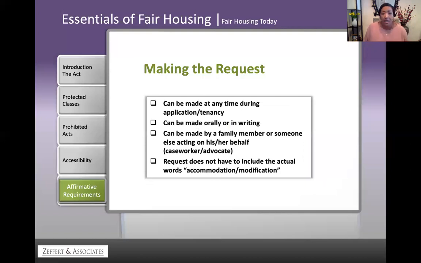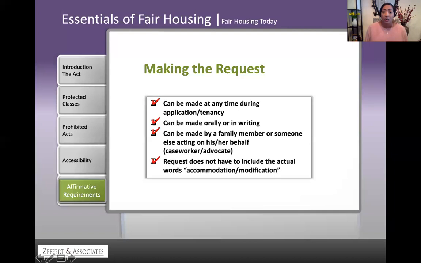With regards to making the request, turn to page 19. Making the request. The request can be made at any time, either during the application process or during the residency or tenancy. It can be made orally or in writing. It can be made by a family member or someone else acting on his or her behalf, such as a caseworker or advocate. And the request does not have to include the actual words accommodation or modification.